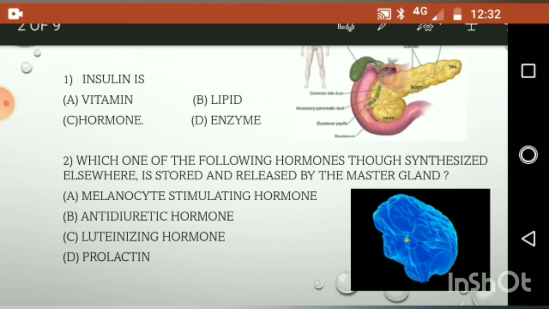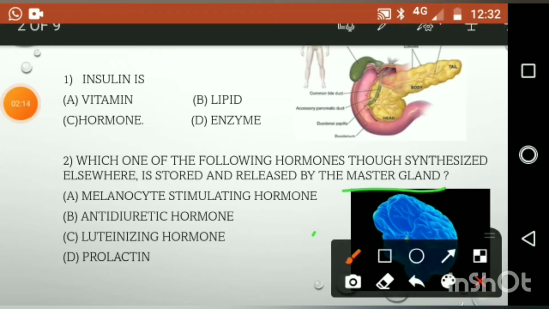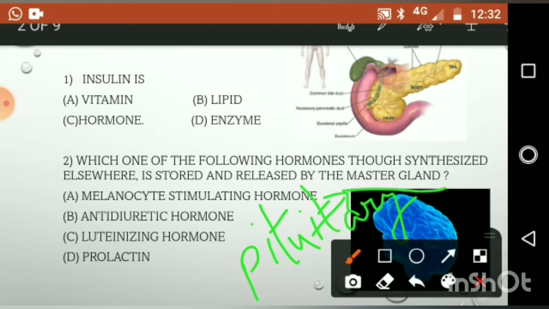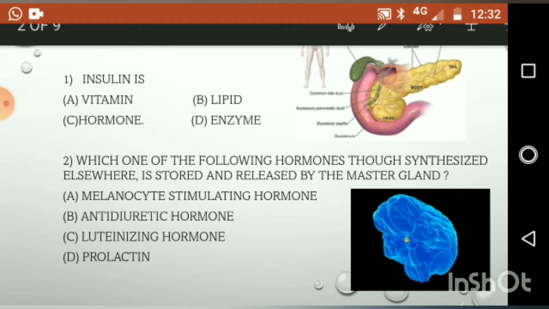Okay students, so the next MCQ which we have is: which of the following hormones, though synthesized elsewhere, is stored and released by the master gland? So we all know that the master gland is the pituitary gland. It is the pituitary gland, and the hormone which is synthesized elsewhere and stored and released by the master gland.